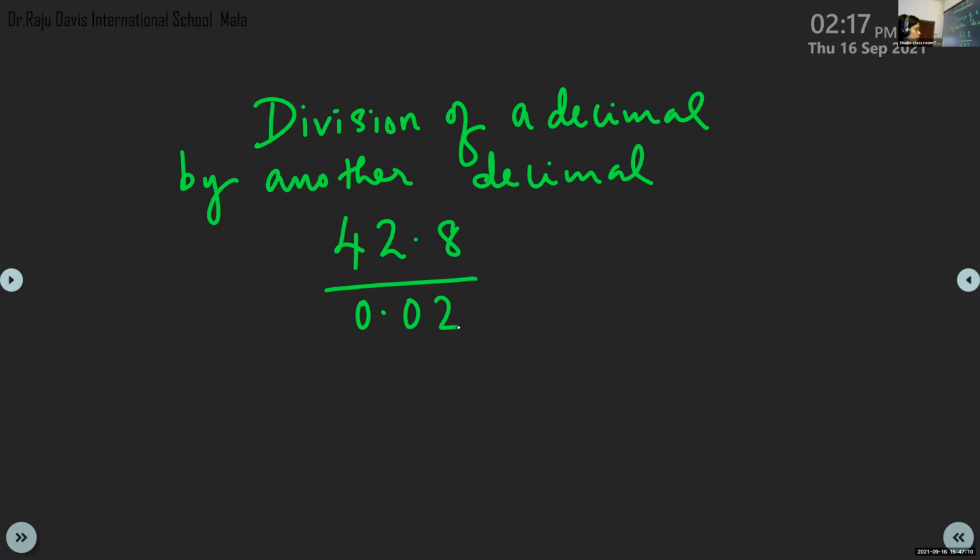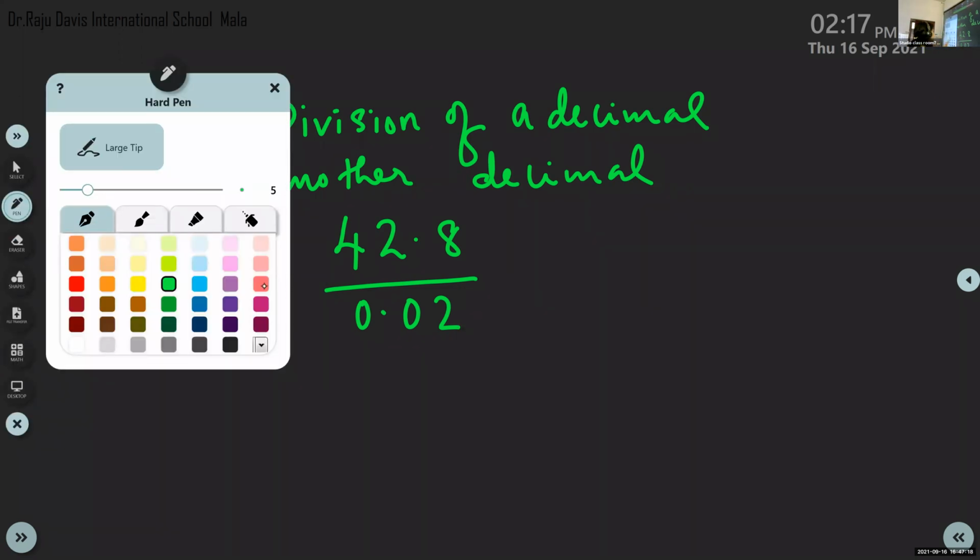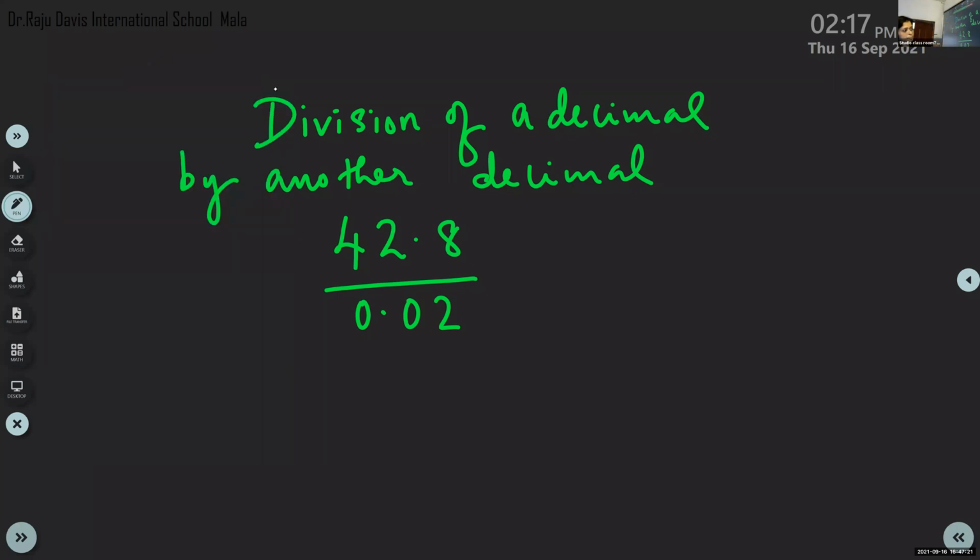Okay, now look at this. What you have to do, I'll tell you. First step is remove the decimal points in the denominator. Then it will become a whole number, isn't it? Then, as we did before, you can do the division. We know how to divide a decimal by a whole number, no? Just now we studied. So our aim is to make it a whole number.